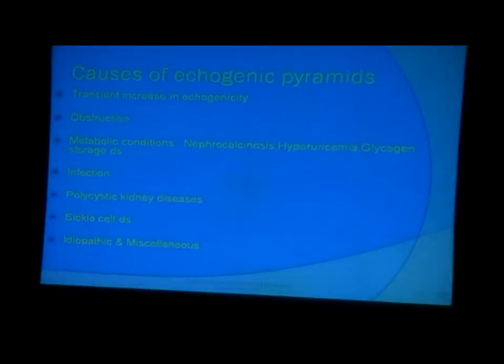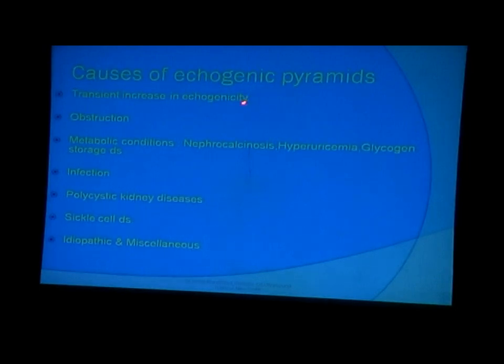Now, what can be the cause of bright pyramids in the neonate or an infant, when you suddenly see a picture like nephrocalcinosis, which we are all very familiar with? So we think these are bright pyramids, this is nephrocalcinosis. But then you have to remember the first point. I always insist on that part, that you should know the physiological variation. And this is absolutely a physiological variation.